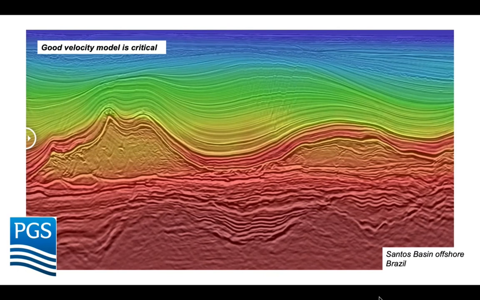So here is a seismic velocity model, where the red colours are high velocity and the blues and greens are low velocity. Although the seismic velocity increases with depth, there are important areas in here where the velocity changes laterally.